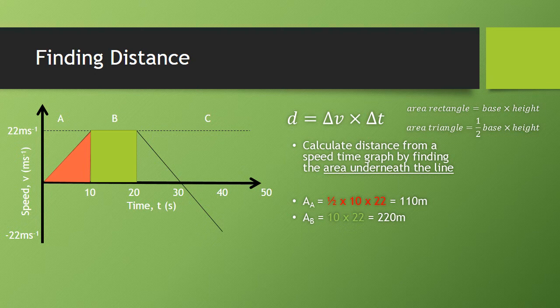For part C, I have to calculate the area underneath it, but it's between the line and the axes. So in actual fact, I'm looking for this yellow area and the blue area. Between the line and the axes, we can see it forms a triangle there. Between the line and the axis forms a triangle here. And when I do the maths, that comes out as 220 meters as well. Often you're asked to find the total distance, so after you've worked out the parts, you simply add it all together, in this case 550 meters.